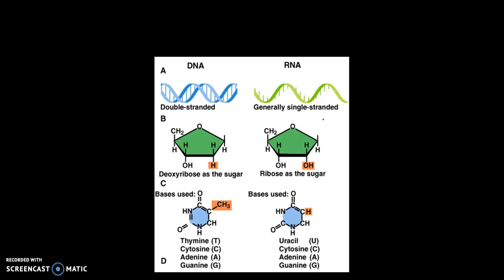However, the sugar is ribose, and we just have a slight difference right here in what the sugar will look like. And the bases are A, G, C, and U. So the difference is U. There is no thymine in RNA. So instead, uracil is there. So uracil is a pyrimidine.